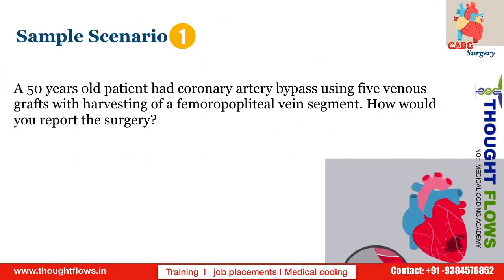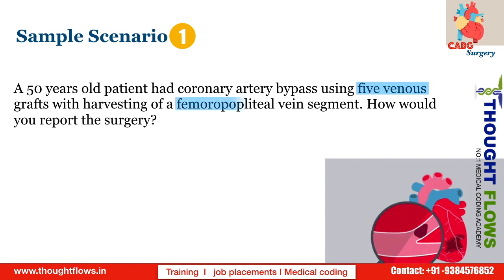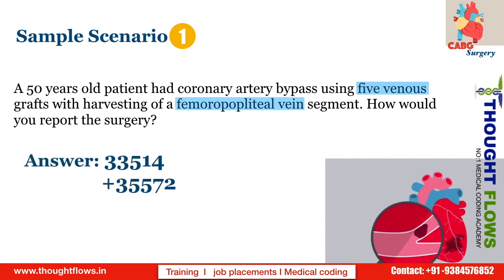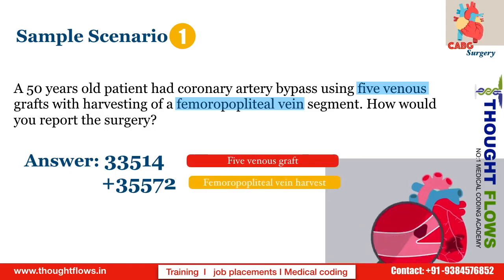In this sample, a 50 years old patient had CABG surgery using 5 venous grafts, and which was harvested from femoropopliteal vein. So we had assigned the code 33514 and add-on code 35572. For 5 venous grafting, we had used the code 33514, as we are harvesting from femoropopliteal, so we have to take the add-on code 35572.